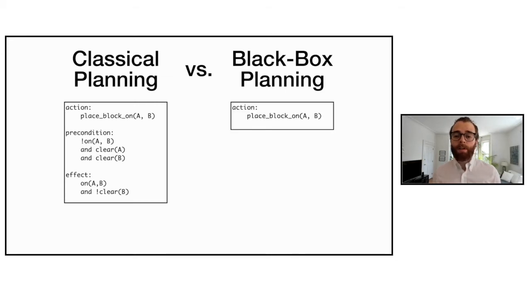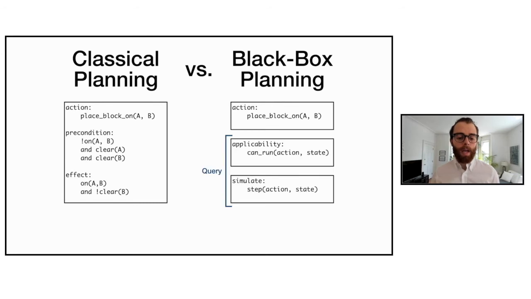Black box planning, on the other hand, does not have that structure. All we get is essentially the name of the action. What we can do is query a simulator in order to determine whether an action is applicable in a given state, and what the effect of running the action is for a given state. So we don't have the explicit structure that we had in the classical planning example.